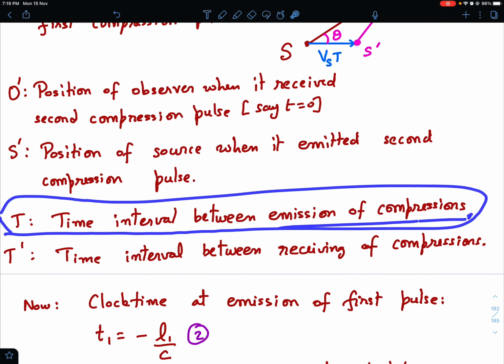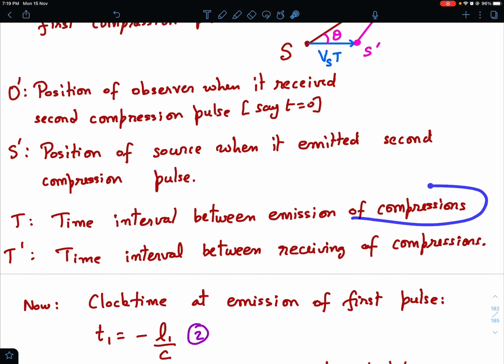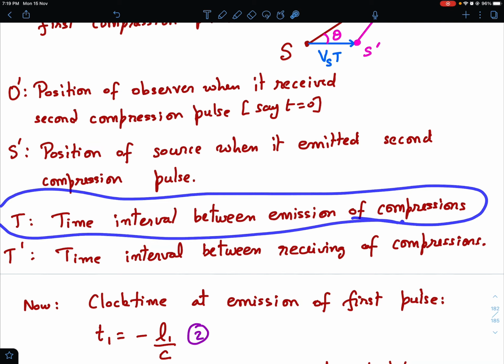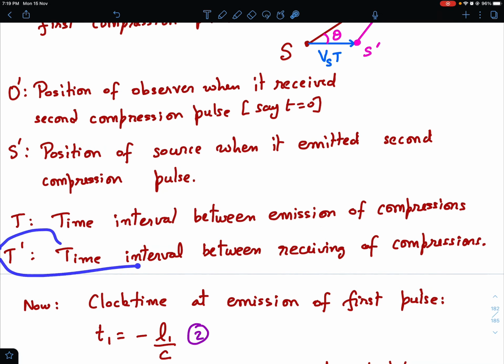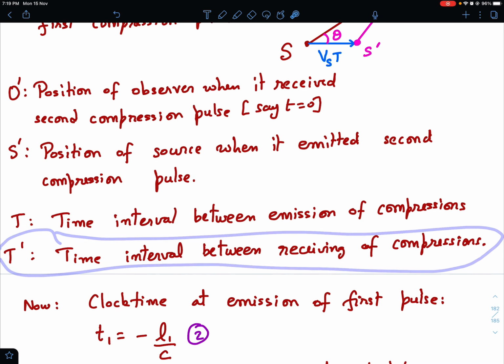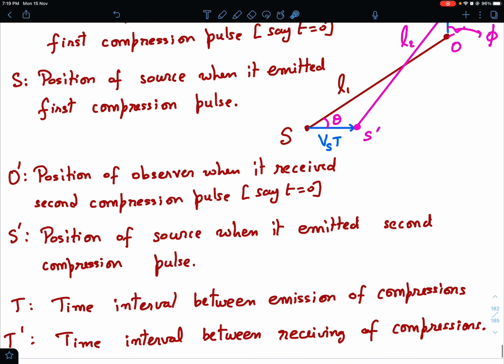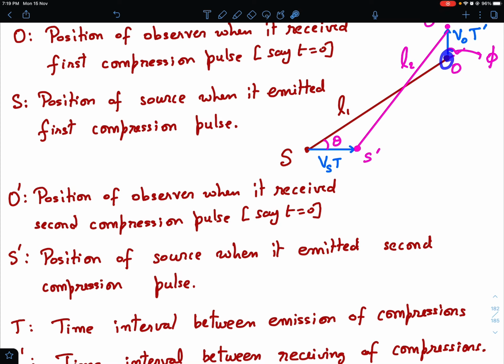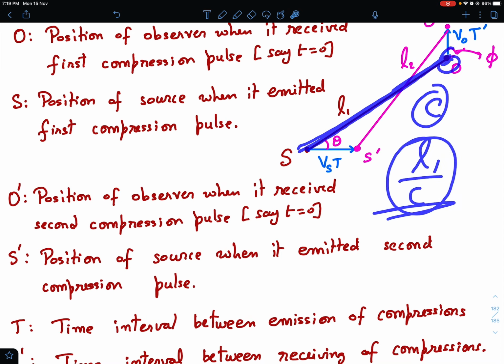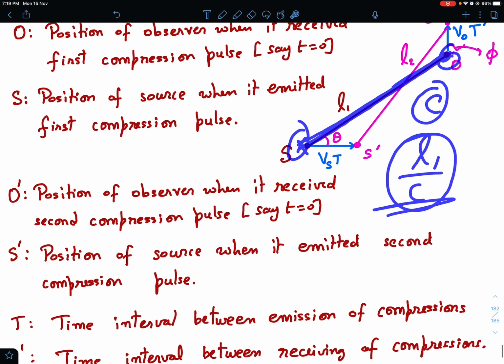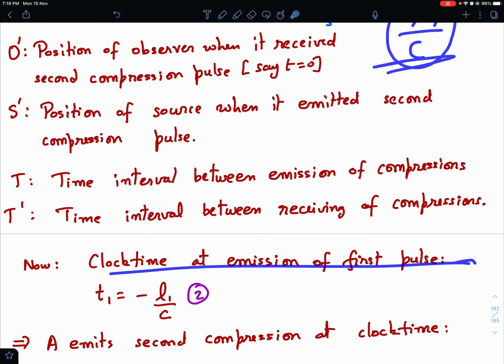Let's say T is the time interval between the emission of compressions, which is the reciprocal of the source frequency, and T prime is the interval between the receiving of the compressions. If O received one compression at t equal to 0, what was the clock time at the time of emission? Our pulse covered a distance of L1 with a speed c, so this time interval must be L1 by c. Here the clock time is 0, so the emission time must be negative L1 by c.